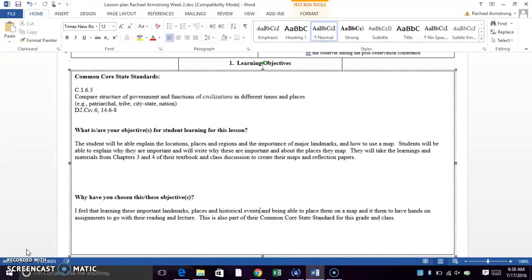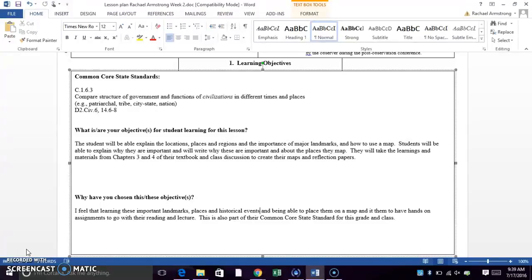What is my objective for the student learning for this lesson? The students are going to be able to explain the locations, places, and regions, and the importance of the major landmarks and how to use a map. Students will be able to explain why they are important, and they are also going to write why they're important and how they found the places on the map and why they put them there. They're going to take these learnings and materials from chapters 3 and 4 of their textbooks and class discussions to create their maps and their reflection papers.